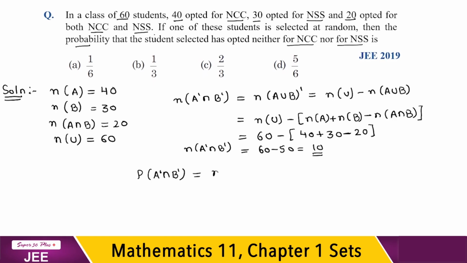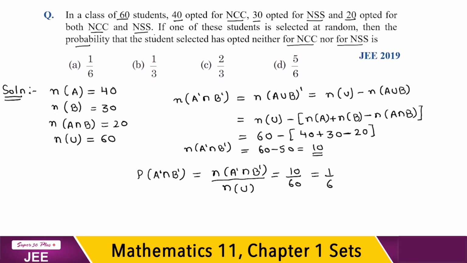So this is going to be N(A' intersection B') divided by the total number of elements, that is the number of elements in the universal set. So this we have already calculated as 10 divided by 60, which is equal to 1 by 6.